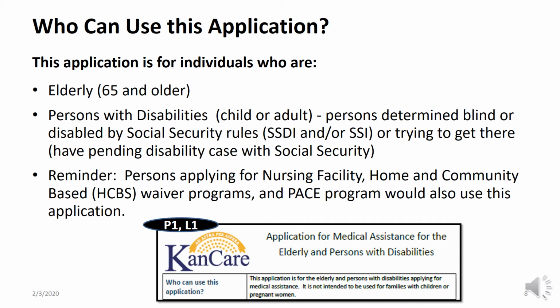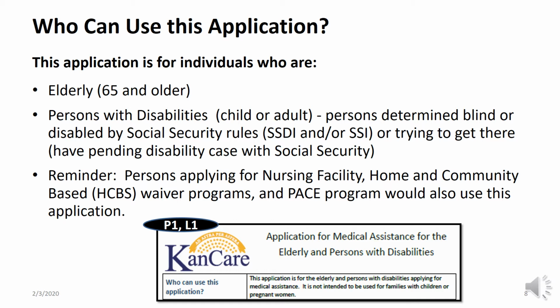This application is for individuals who are elderly, 65 and older, persons with disabilities, child or adult, persons determined blind or disabled by Social Security rules, that's the SSDI determination, Social Security Disability Insurance, or the SSI determination, Supplemental Security Income, or those individuals trying to get there, meaning they have a pending disability case with Social Security. Either they've recently applied and so have a pending case, or they have been denied a disability determination by Social Security, but they're actively appealing that disability case denial.